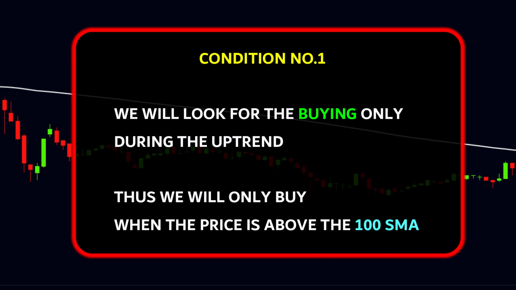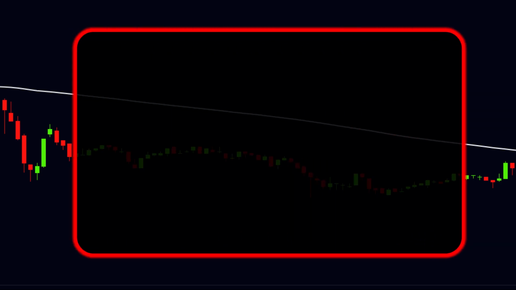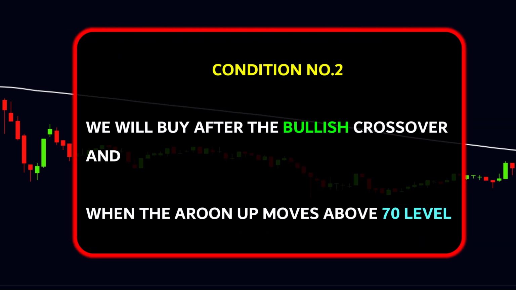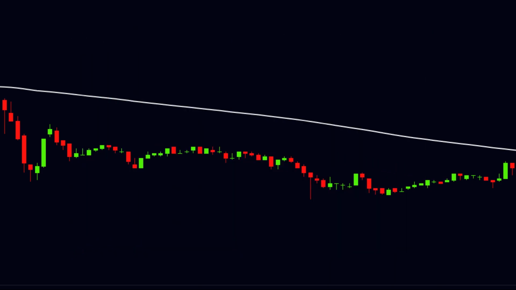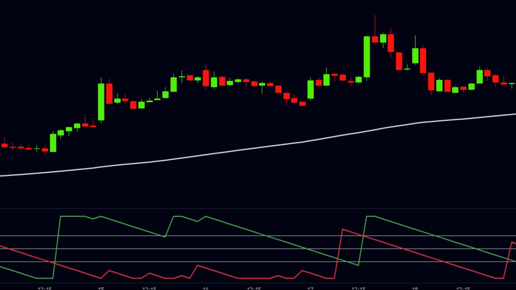Condition number 1. We will look for the buying only during the uptrend. Thus, we will only buy when the price is above the 100 SMA. Condition number 2. We will buy after the bullish crossover, and when the Aroon up moves above 70 level. Let us take an example for the buying.